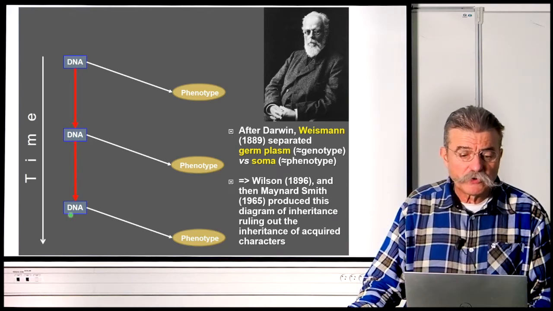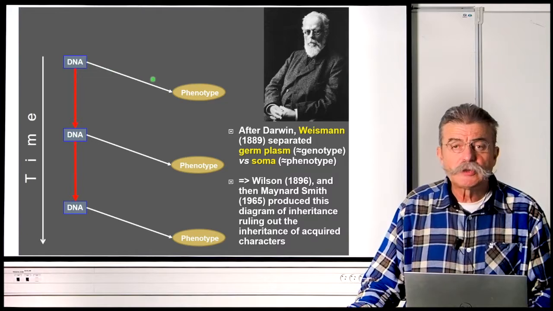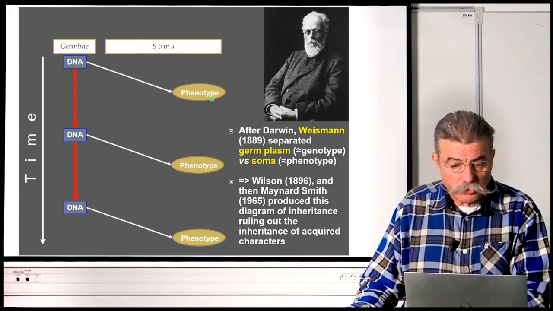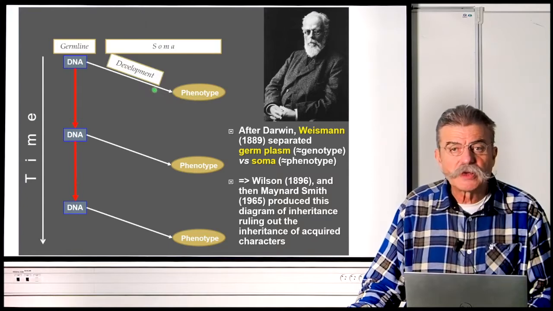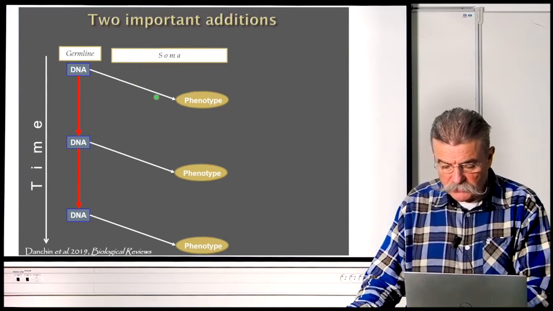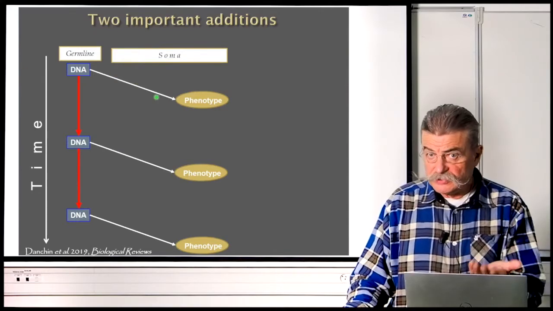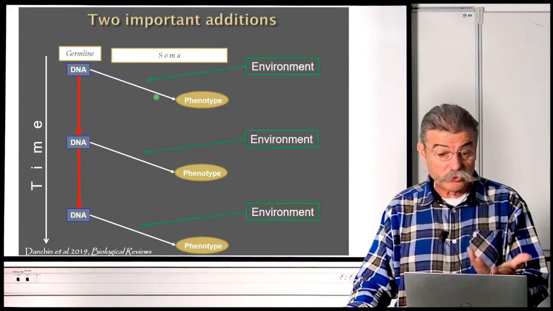The time is running from top to bottom. You've got 3 generations, and you've got the DNA sequence here. You've got the germline, you've got the soma with the phenotype, and of course, this white arrow represents development. And this diagram has been extremely influential. And since the 1960s, we've added 2 very important components to this diagram.